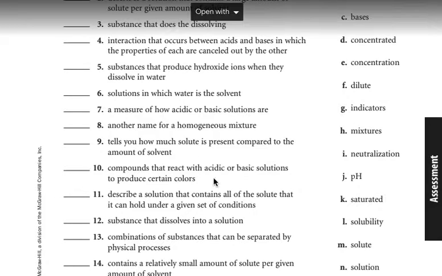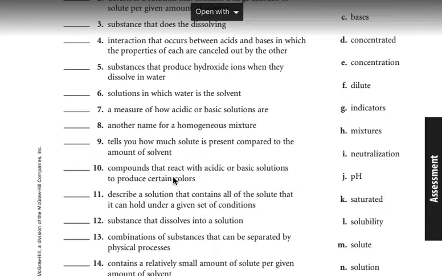Number 10, compounds that react with acids or basic solutions to produce certain colors. Sometimes when you don't know what something is, you can use this specific type of item to try and find or indicate what it is. That should give away the answer there. For number 10, we're talking an indicator.